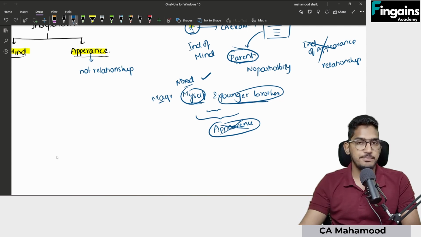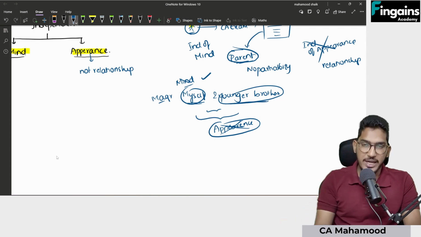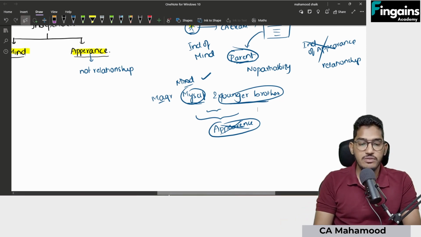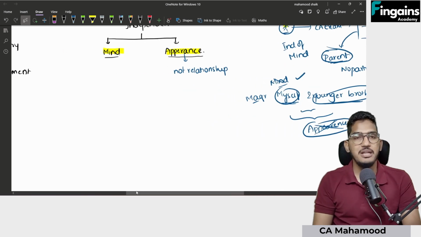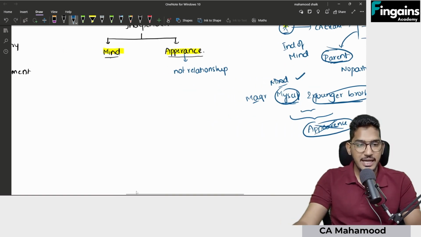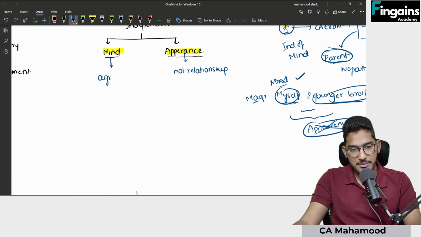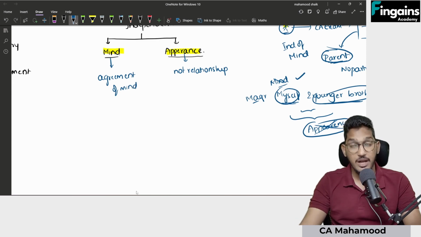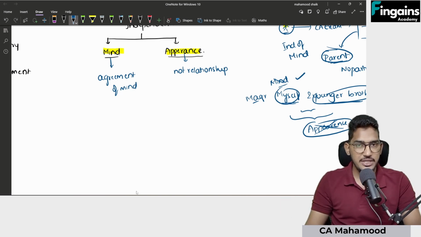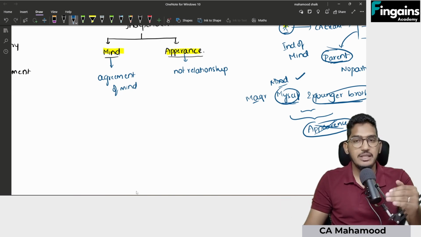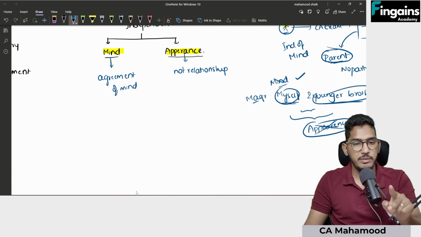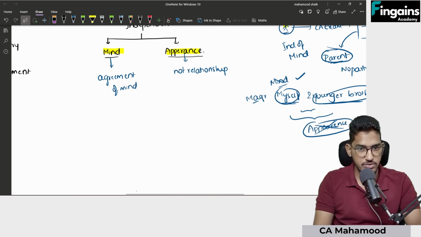What is causing the independence of appearance to be not there? Existence of relationship. Understood? So independence will be of two types, independence of mind and independence of appearance. Tell me guys, what is the meaning of independence of mind? Independence of mind means agreement of mind, the state of mind. If I am agreeing in the mind to act independently, we call it agreement of mind. What do you mean by independence of appearance? We should not have any kind of relationship that compromises independence, no relationship between the two people. That we call independence of appearance.